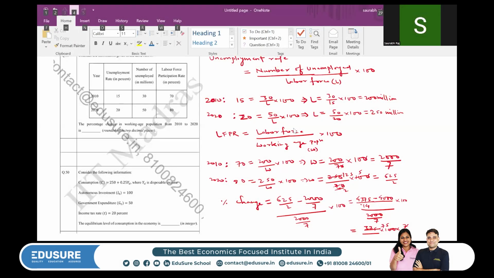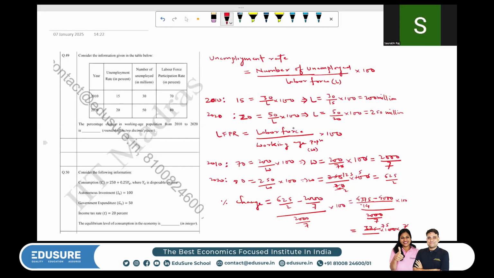Hi everyone. So this is the question of JAM 2024. We have data for unemployment rate, number of unemployed persons and the labor force participation rate, for 2 years, 2010 and 2020. Then the question is asking us to figure out the percentage change in working age population from 2010 to 2020.